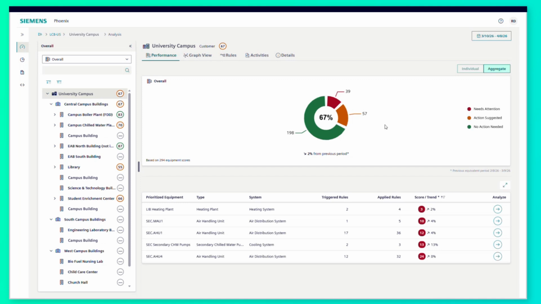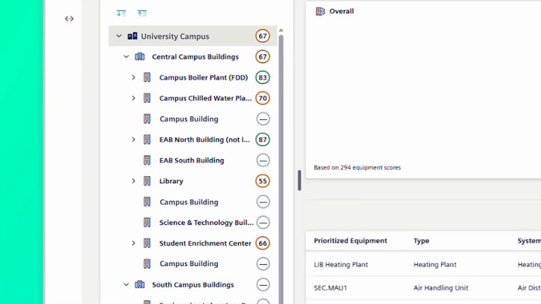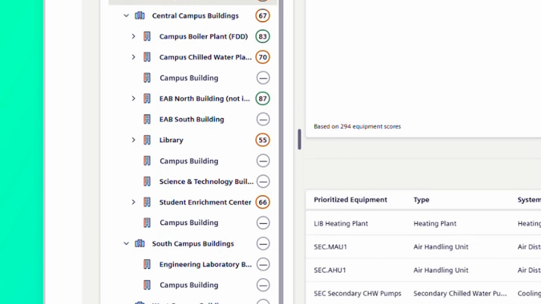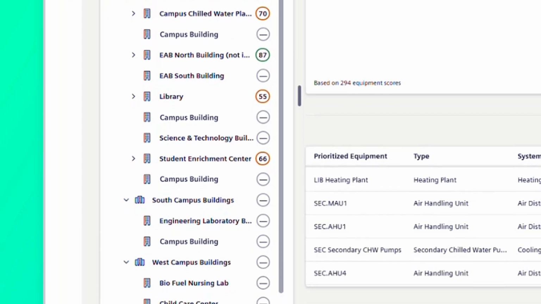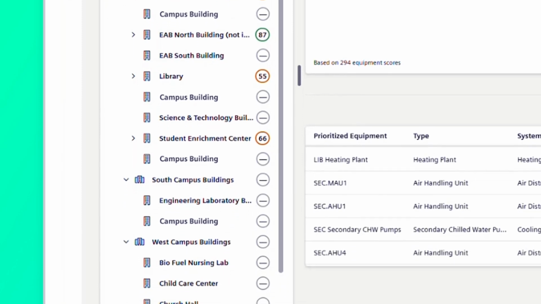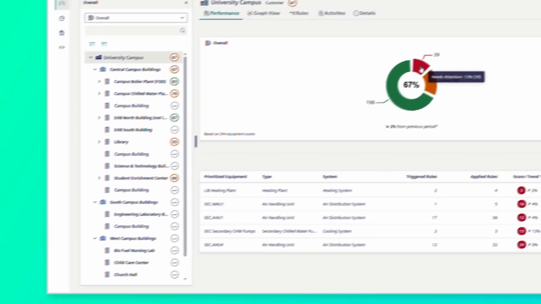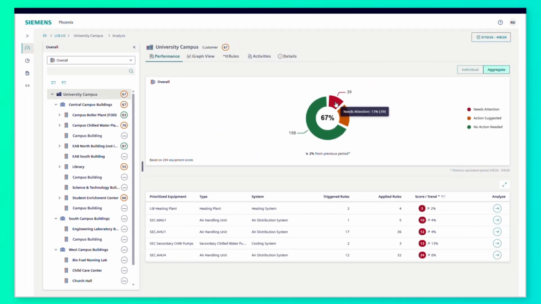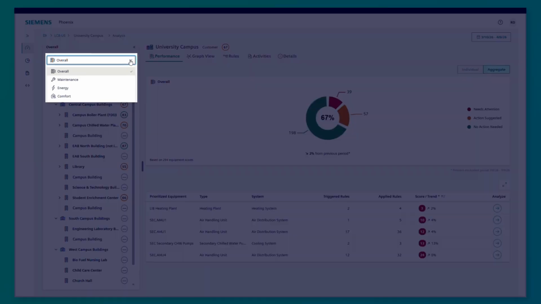Building X doesn't just list your equipment without context. Every building, space, and zone is categorized and scored based on their real-world impact. It's a complete holistic view of your site's many interwoven operations. Building X's impact scores are calculated based on 3 categories: maintenance, energy, and comfort.